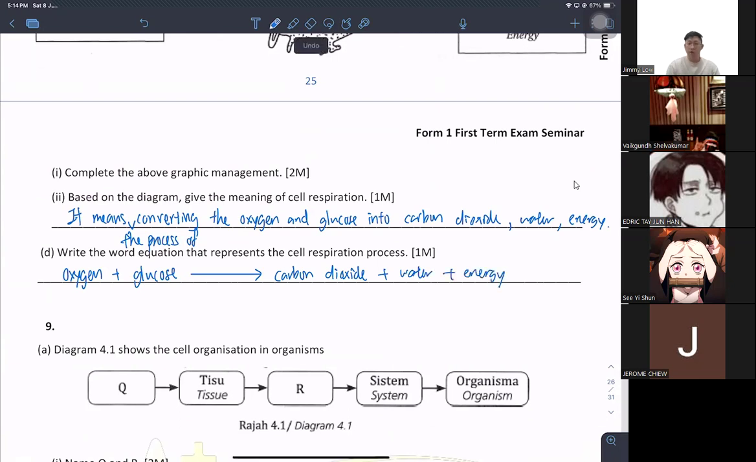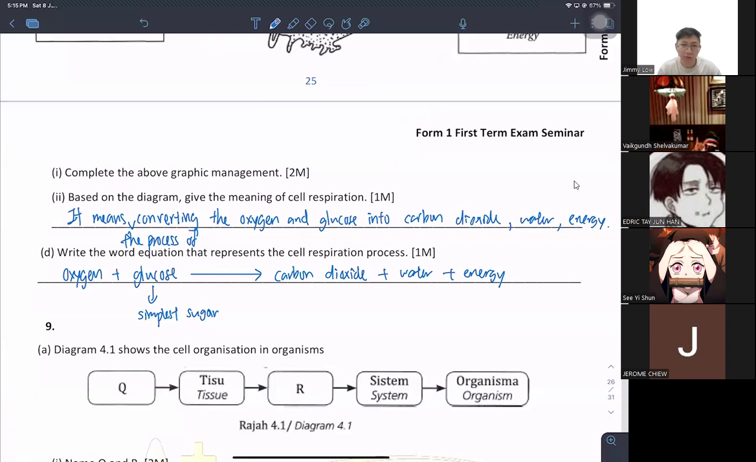Okay, just FYI, not everyone knows: glucose is the simplest sugar, which comes from your major source of food. The bread, even the corn, the tomato, the potato, they all contain glucose. So oxygen plus glucose, you're going to make it into carbon dioxide, water, and energy.